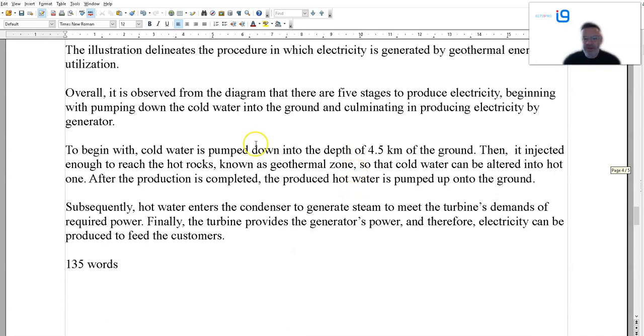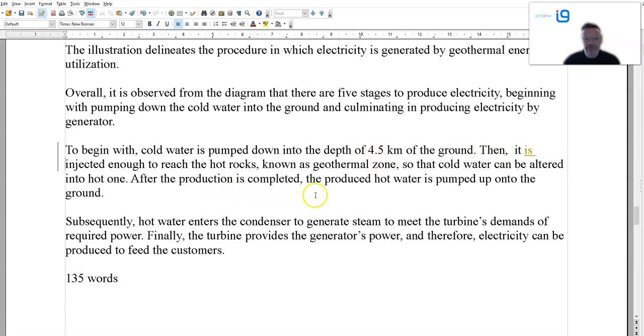Okay, to begin with, pump put down to the ground, then it injected enough to reach the hot rocks, so the geothermal can be altered into hot one. So the cold water, can you alter water? Okay, after the production, but you're not producing anything though, really, are you? You're changing cold water into hot. Is that production? The produced hot water is pumped up onto, it's not simply poured onto the ground, it's pumped up towards the surface, but it's not pumped onto the ground. That would be rather a waste of water.